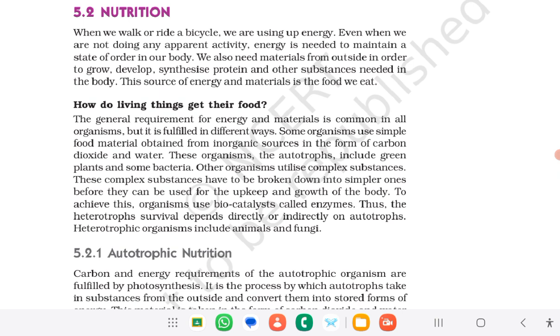How do living things get their food? The general requirement for energy and materials is common in all organisms, but it is fulfilled in different ways. Some organisms use simple food material obtained from inorganic sources in the form of carbon dioxide and water. These organisms, the autotrophs, include green plants and some bacteria.